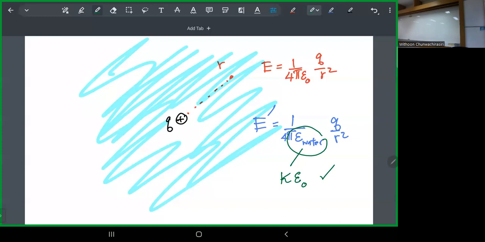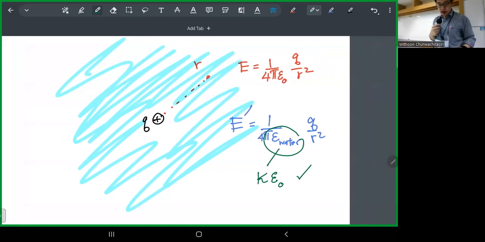So that means if you put this charge inside the water, and we just saw from the table that the dielectric constant is 80, you just put 80 over here. So if you try to find the electric field at a distance r inside the water, the electric field will go down by 80 times. Okay, sounds cool.